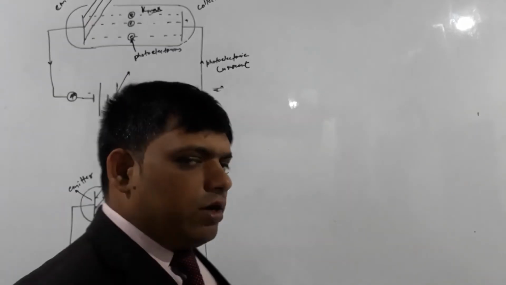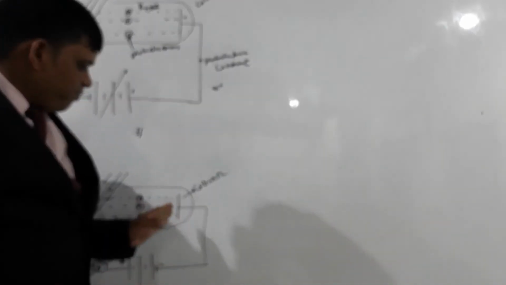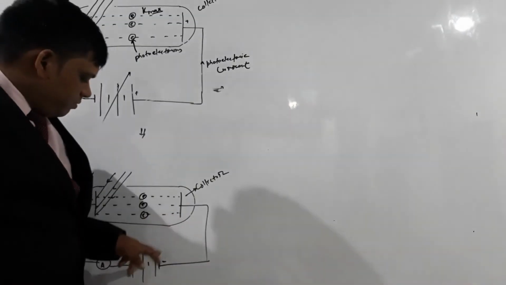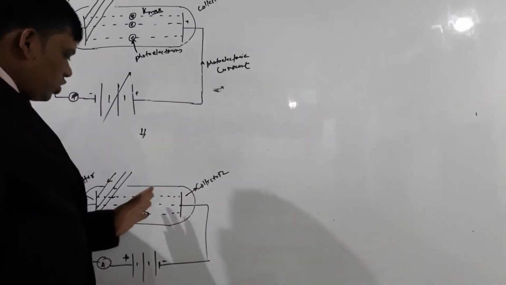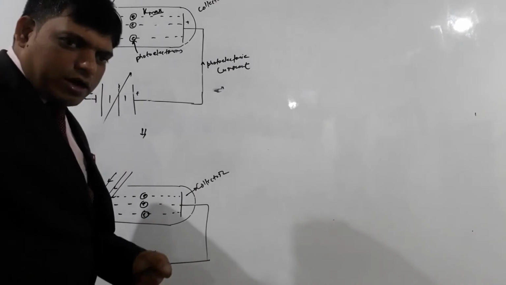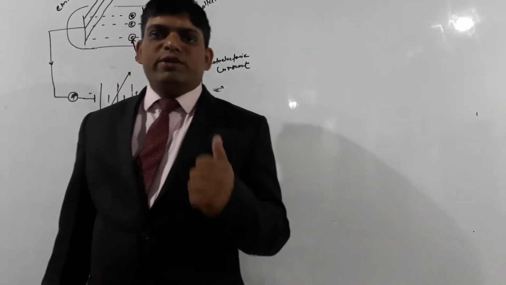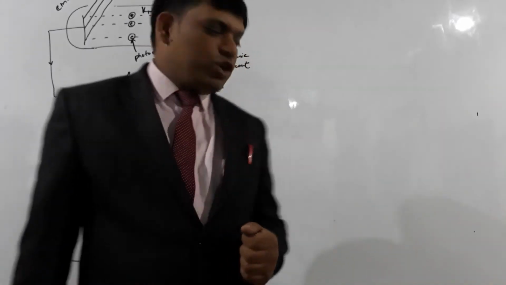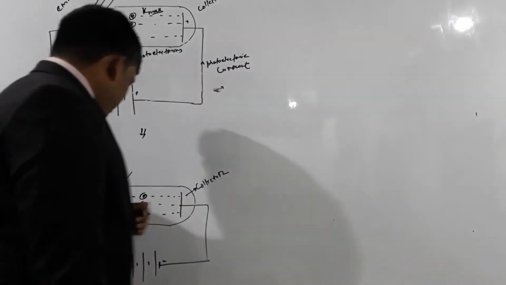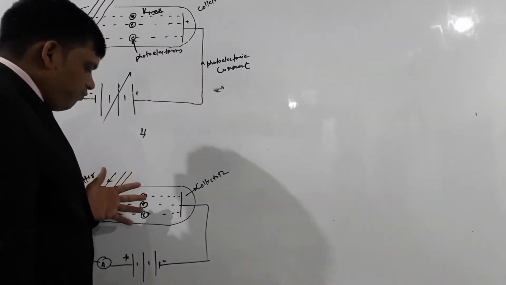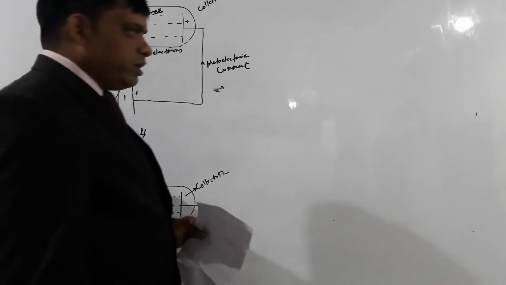Now there will be some minimum value of the negative potential of the collector with respect to the emitter, due to which these electrons cannot fall on the collector. The modulus of this minimum negative potential of the collector with respect to the emitter, so that the photoelectrons will not reach the collector, is called the stopping potential.